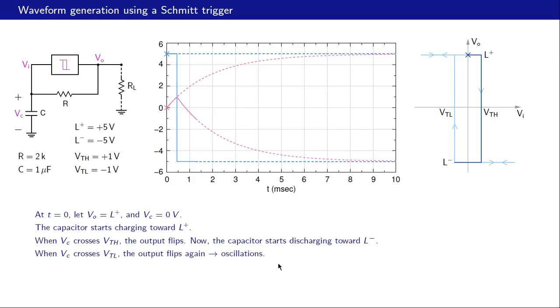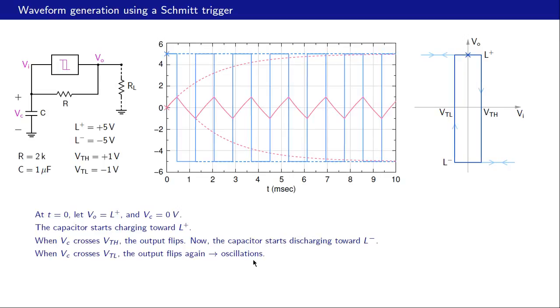And this process is going to result in oscillations like that. So at this point, the output changed to plus 5 again. The capacitor now starts charging again towards 5 volts like that, and so on. So this process just keeps repeating and we have oscillations. So our VO is a square wave, plus 5 to minus 5, and we get this kind of waveform for VC or VI.